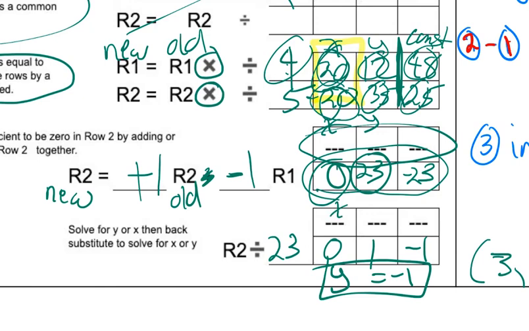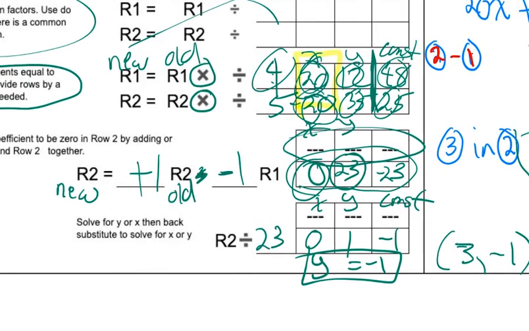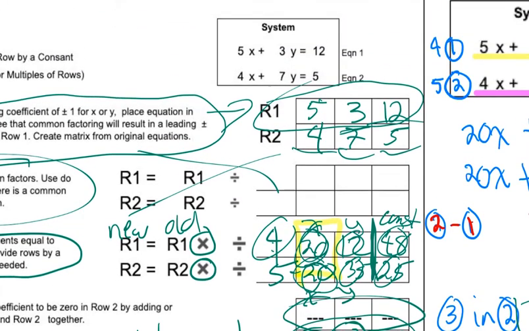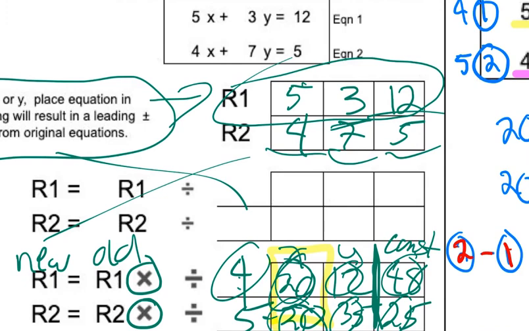Okay, again, x, y, and the constant. I hope you're starting to see that this is a lot simpler because you don't have to write down the x's and the y's, and you're just copying down numbers. So y equals negative 1. And from here, we have to figure out x the same way as before. So if y equals negative 1, I back substitute into one of the original equations. It doesn't matter which one, I can pick any one I want.